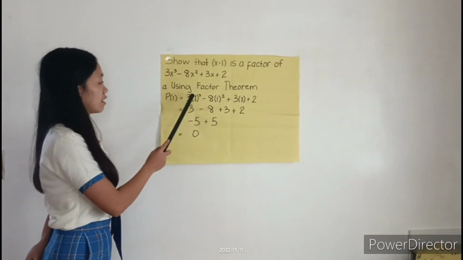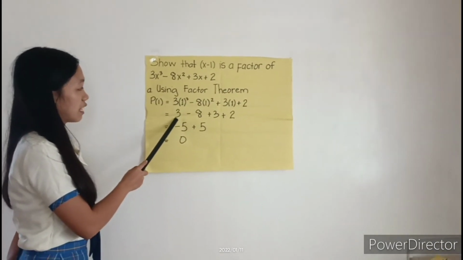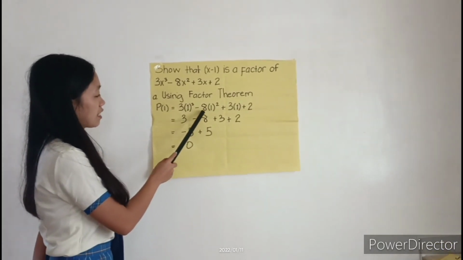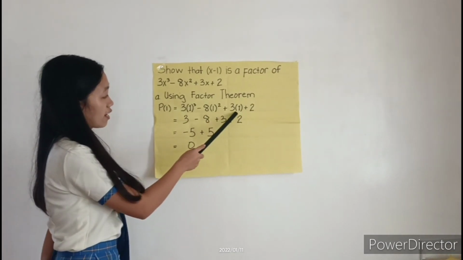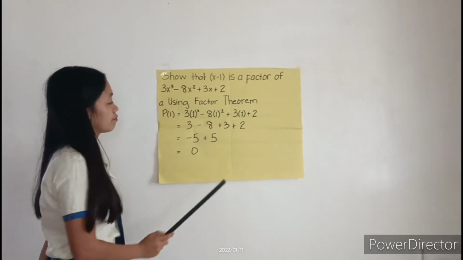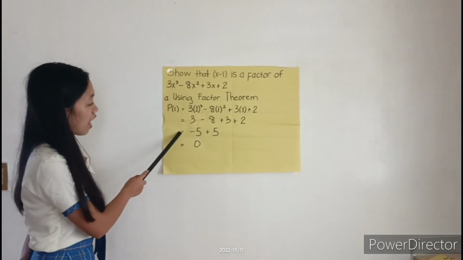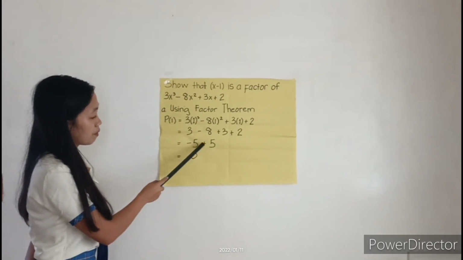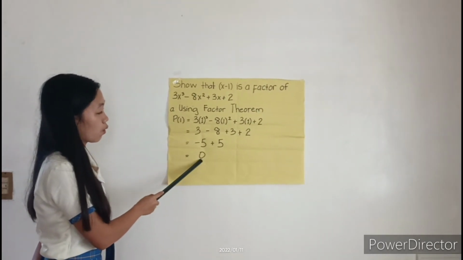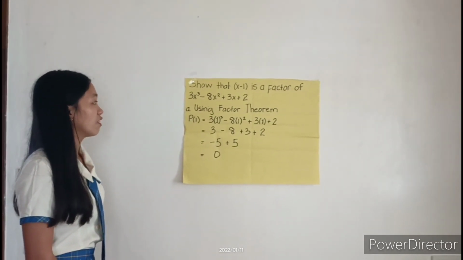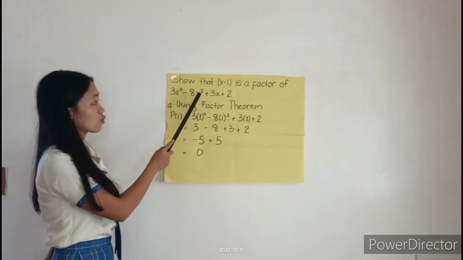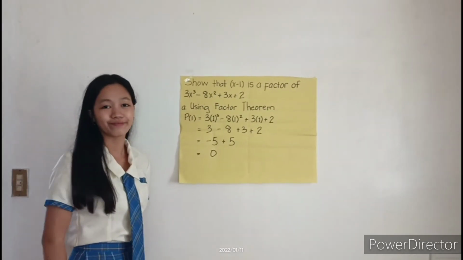Simplify. 3 times 1 is equal to 3, minus 8 times 1 is equal to 8, plus 3 times 1 is equal to 3, plus 2. Then we have now negative 5 plus 5 is equal to 0. So it means that x minus 1 is a factor of 3x cubed minus 8x squared plus 3x plus 2.